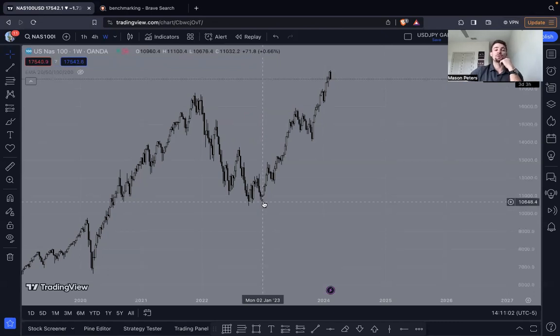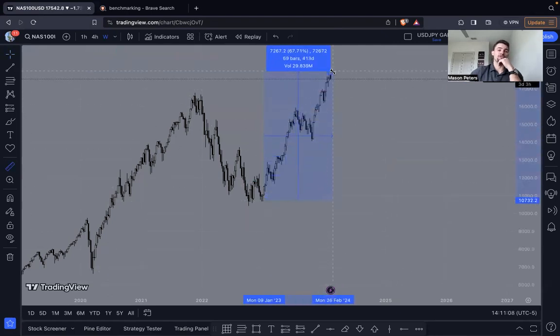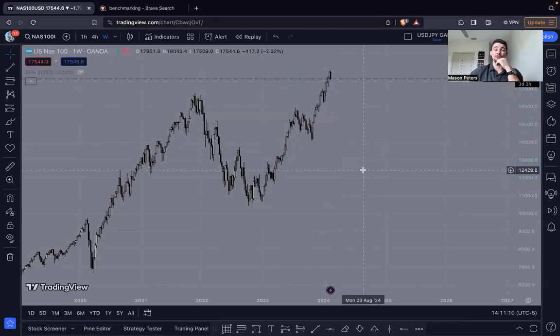Now at the beginning of 2023, all the way up to now, 2024, we've had a nice, beautiful move to the upside of 66%. That's pretty beautiful, guys. So that's NASDAQ, right? We're looking at the NASDAQ.